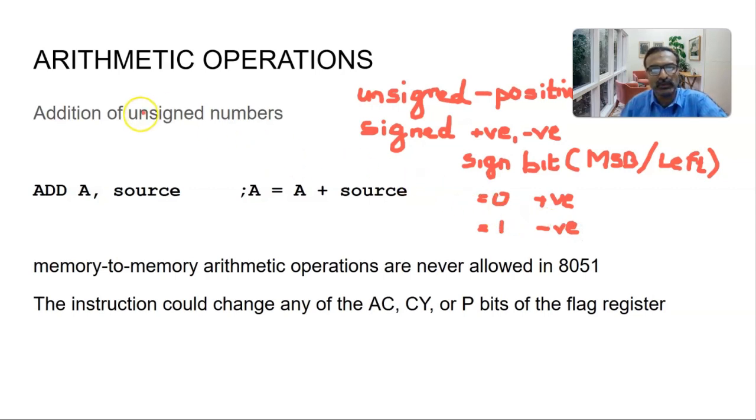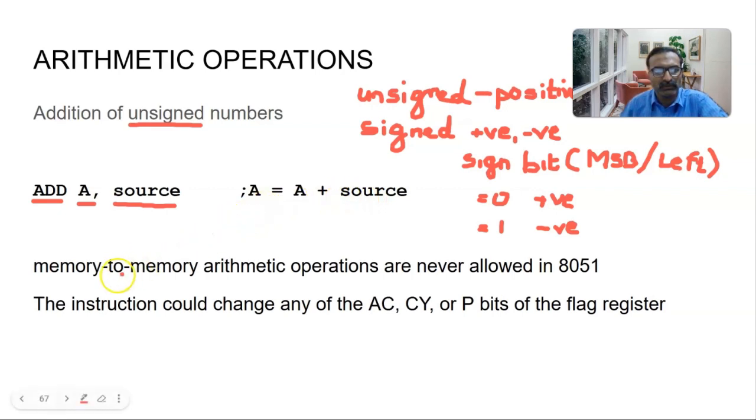Now here we are going to use unsigned numbers. Unsigned numbers means only positive numbers are there. So what is the instruction that we have? We have the instruction ADD, next is the destination, and next is the source. So this is a comment. What will happen when you give this instruction? ADD A, source: A, the accumulator, is equal to the present value of the accumulator plus source.